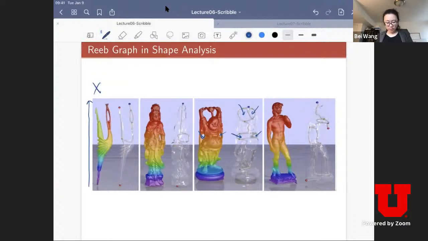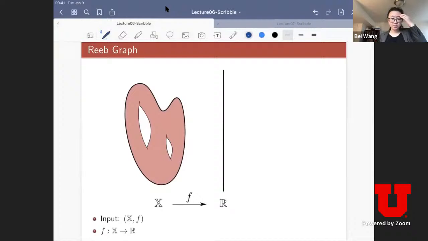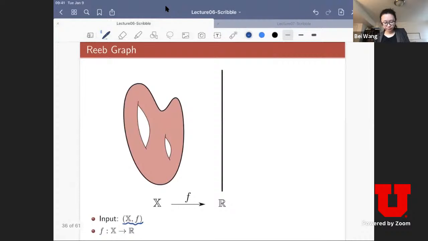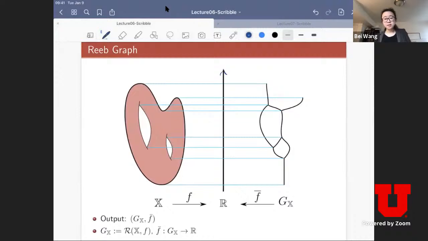Okay, so as I mentioned, let me emphasize, when you compute a Reeb graph, what sort of data is it? The data is always a topological space X coupled with a function on the space. Of course, in practice, the space X is usually a point cloud sample of the underlying space, okay? So you have a space with a function. And again, I'm drawing a picture of a height function, and the right-hand side is the Reeb graph, okay?